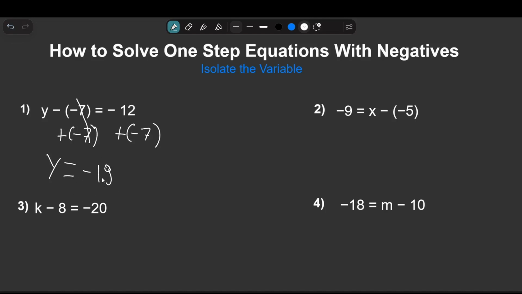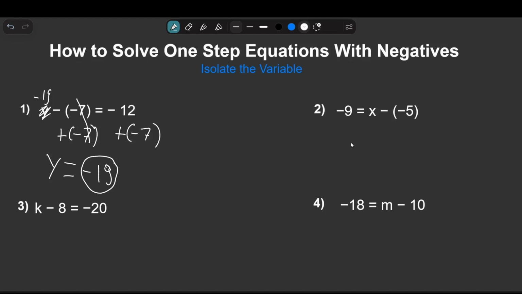We can always check if our answer is correct by plugging it into our variable spot. So we can do it like this, minus 19. Now we have minus 19 minus minus 7, which means we are increasing the value 7 times. So minus 19 plus 7 equals minus 12. So this tells us that we have the correct answer for number 1. Let's go over to number 2.